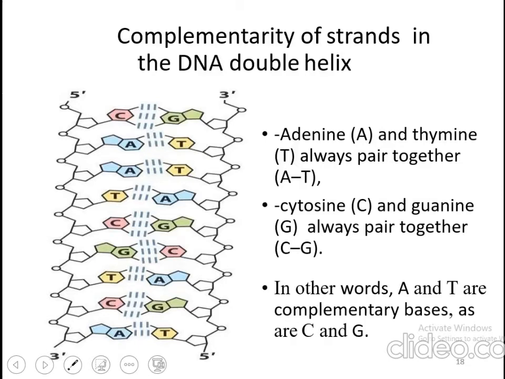What is the complementarity of the strands in the DNA double helical structure, or why is it known as the complementary structure of DNA? Because adenine A and thymine T always pair together, and cytosine C and guanine G always pair together. In other words, A and T are complementary bases as C and G are complementary bases. So this double helical structure is known as the complementary structure of DNA.